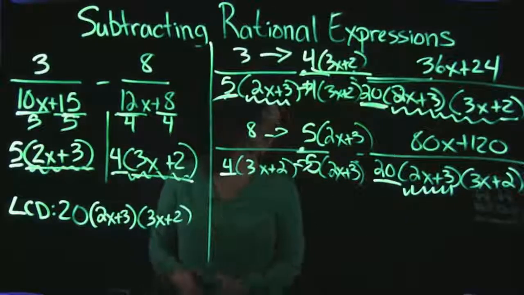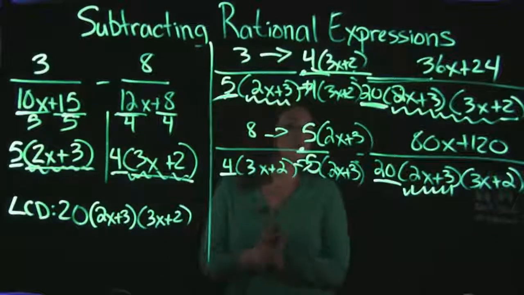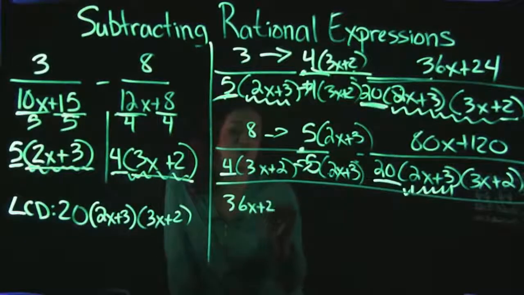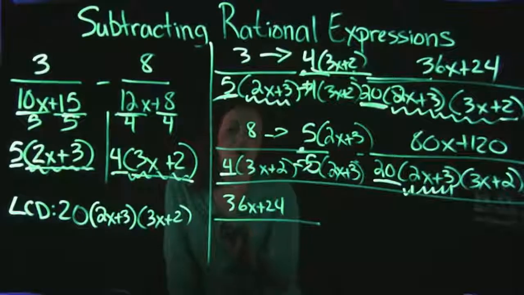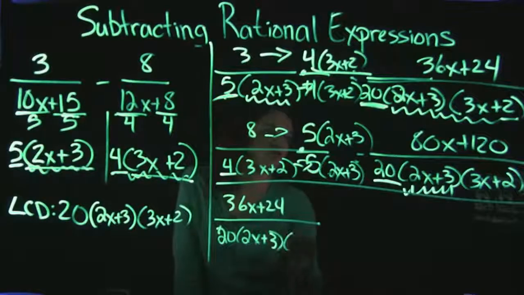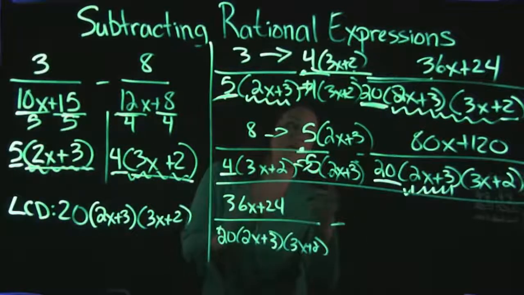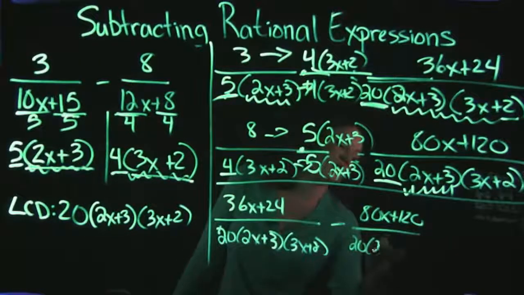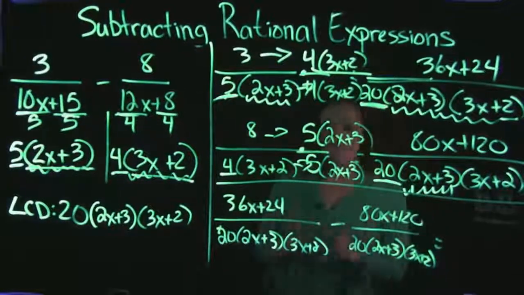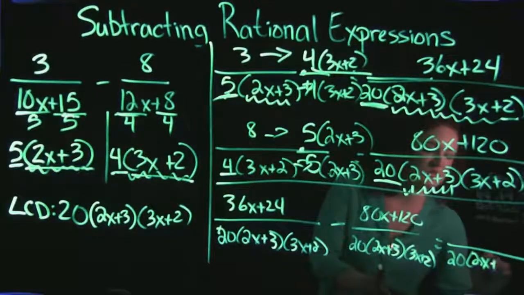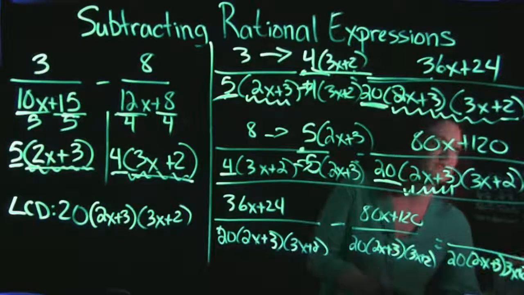So our third step is going to be to add or subtract these fractions together. What we have here is 36x plus 24 over our common denominator, and we are going to subtract our second fraction, 80x plus 120 over our common denominator. Remember that when it comes to adding and subtracting fractions, we simply keep the common denominator. So we're going to keep this 20 over (2x plus 3)(3x plus 2).